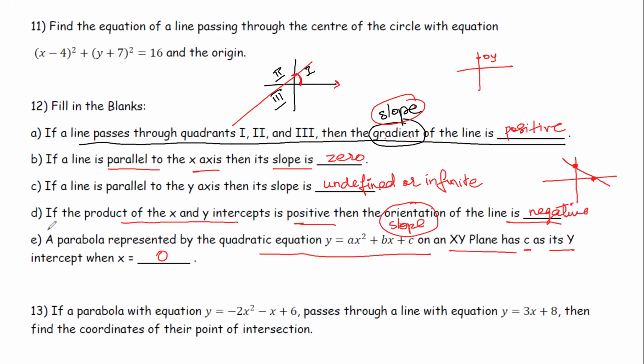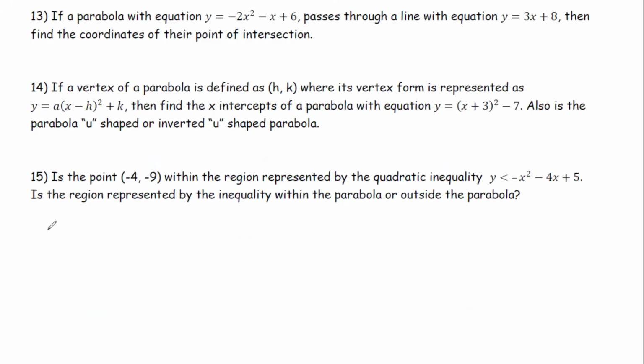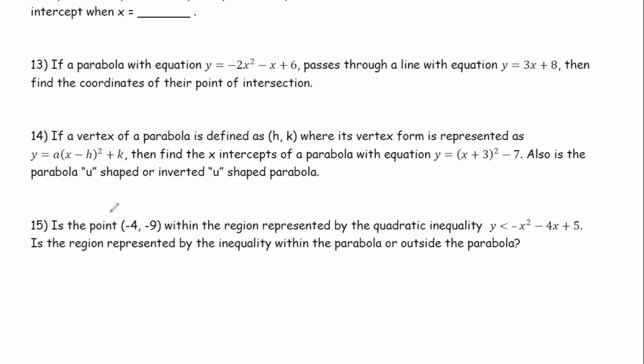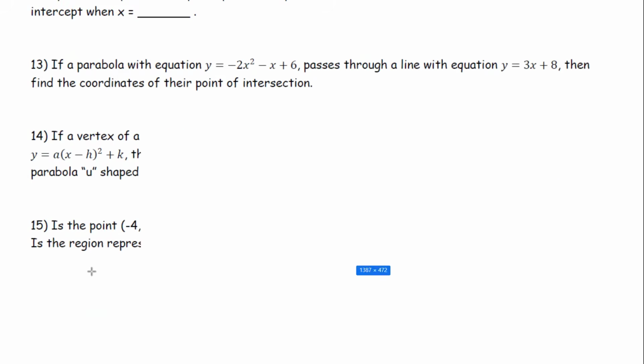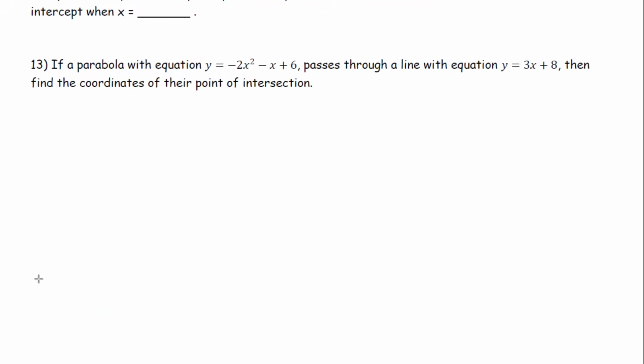Last three questions, 13, 14, 15. Okay, the 13th one. If a parabola with this equation passes through a line with this equation, then find the coordinates of their point of intersection. So this time they are not only asking for the x value, but also the y value. So simply use the substitution.